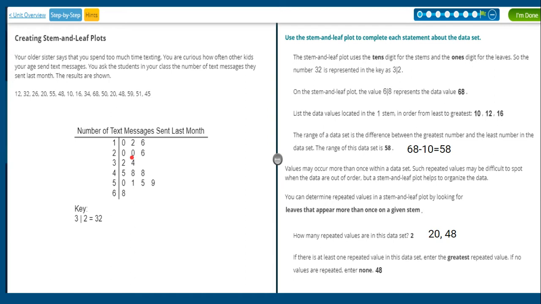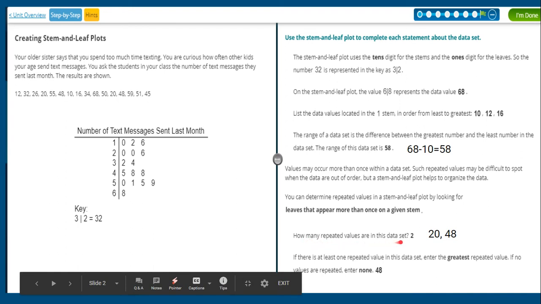So that represents two 20s because up here in the data, you have a 20 right here, and you also have a 20 right here. So the two zeros represent the two 20s. All right, the next part that we have a repeat of numbers is right here in the fourth stem. We have two 8s right here, an 8 and an 8. So that represents the two 48s. So 48, which is right here, and 48, which is right here. So the leaves that appear more than once on a given stem is how you find the repeated values. Now I ask, how many repeated values are in this data set?